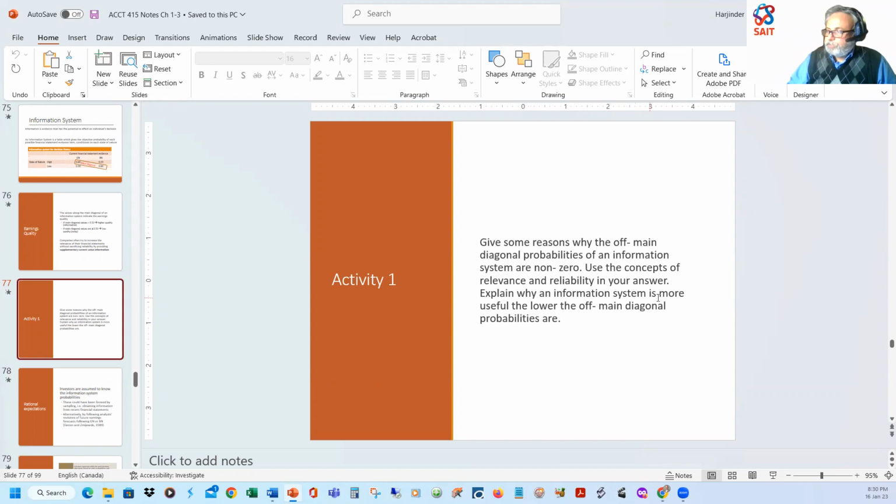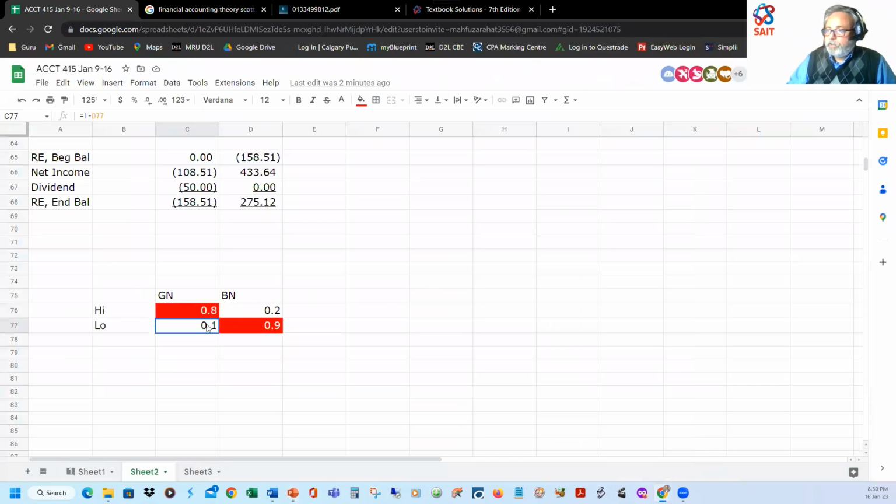Why is an information system more useful the lower the off-main diagonal probabilities are? Well, like I mentioned, these off-main diagonal probabilities are noise. The lower they are, the less noisy the information system is, which means the more relevant and reliable the information is.